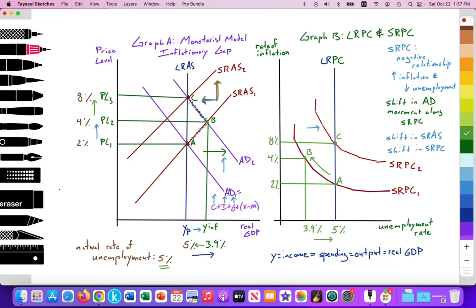In graph A, where AD1 equals SRAS1 equals LRAS at point A, it establishes an equilibrium price level at PL1 with inflation at approximately 2% and real GDP at YP with unemployment at the long-run average of about 5%. We're at the natural rate of unemployment at 5%. Graph B illustrates that the intersection of the short-run Phillips curve 1 with the long-run Phillips curve at point A establishes a rate of inflation at 2% and a rate of unemployment at 5%.